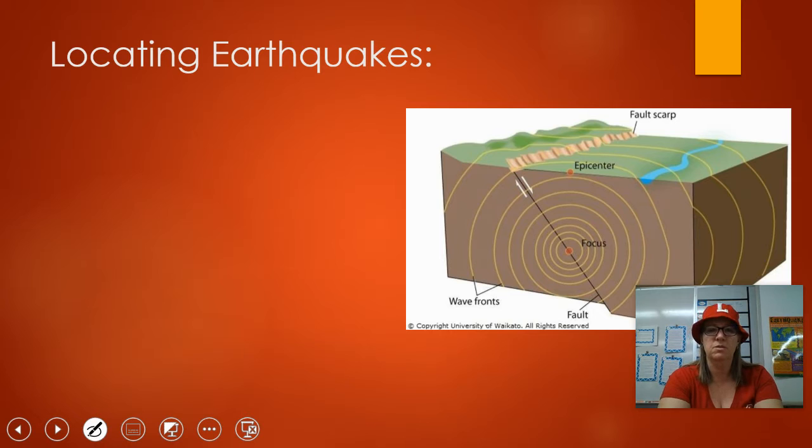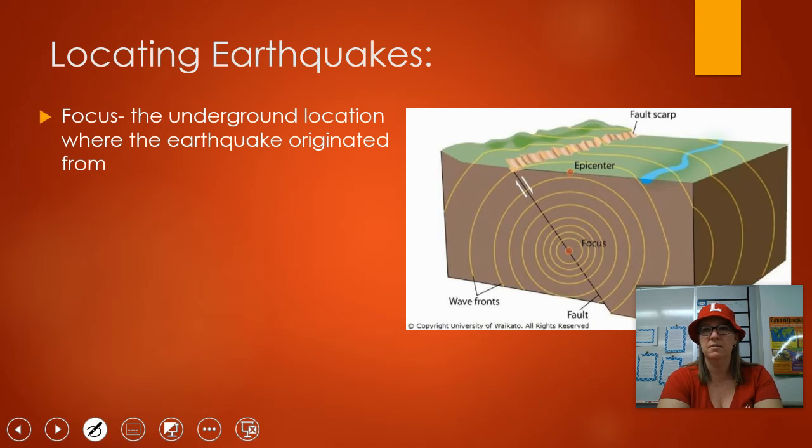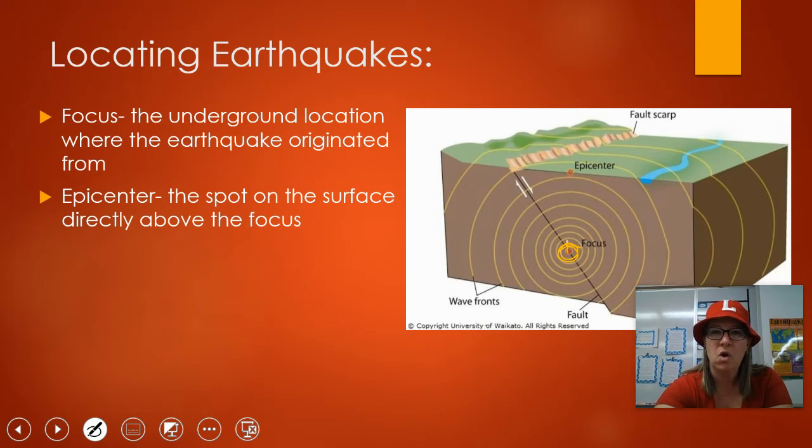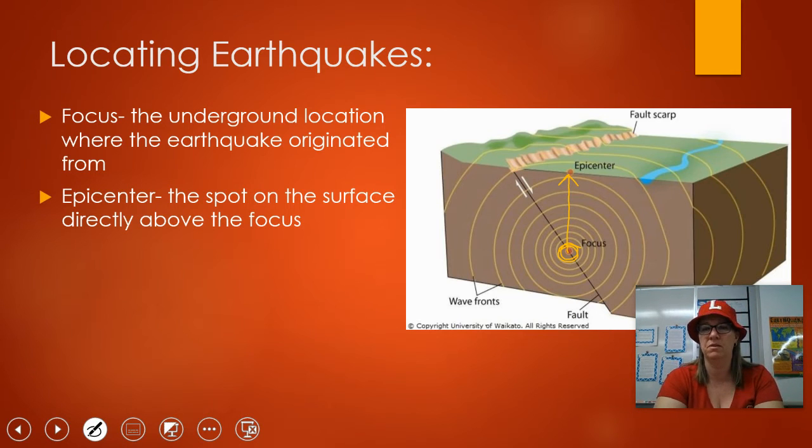Got some other vocab that goes along with earthquakes. We need to know where the earthquake occurs. The focus is the actual underground location. This is where that stress would finally cause the faults to slip. Wherever that occurs underground, that's known as the focus of the earthquake. But you've probably heard the term epicenter before. That is the place on the surface directly above the focus. People are up here, they're concerned with what's happening on the surface, so the closer you are to the epicenter, obviously, the more you're going to feel that earthquake.